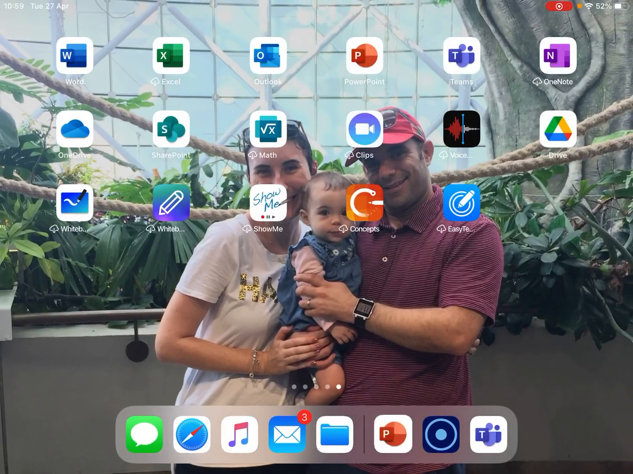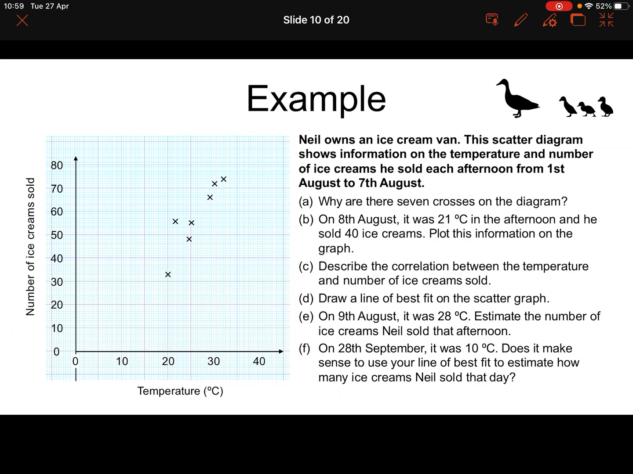Okay, so here's a very basic scatter diagram question. Neil owns an ice cream van. This scatter diagram shows information on temperature and number of ice creams he sold each afternoon from the 1st of August to the 7th of August. So why are there 7 crosses? Well, each cross represents one day.